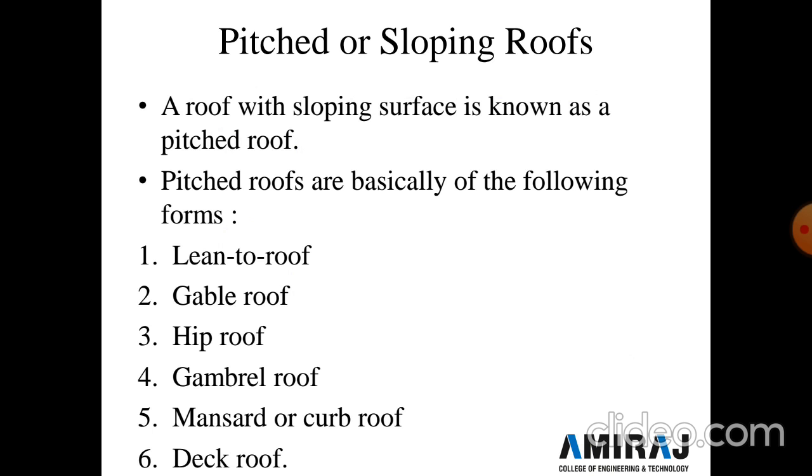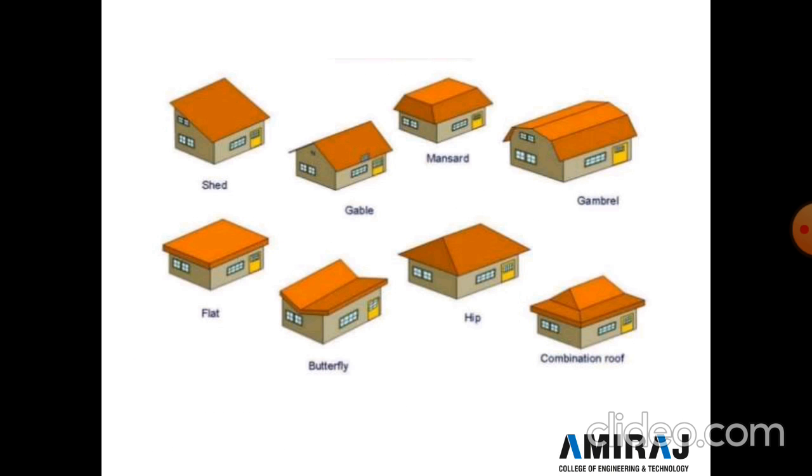Now the next type of roof is the gable roof. This is a common type of sloping roof which slopes in two directions. The two slopes meet at the ridge, and at the end face a vertical triangle is formed. See this figure, in which a gable roof is provided. In a gable roof, slope is provided on both sides, so it is called a gable roof.